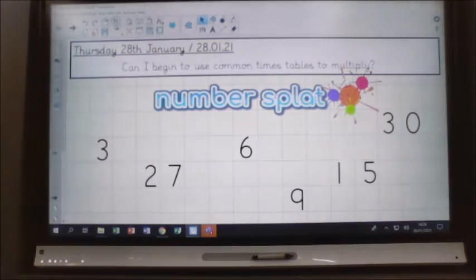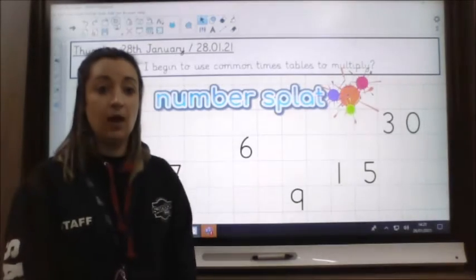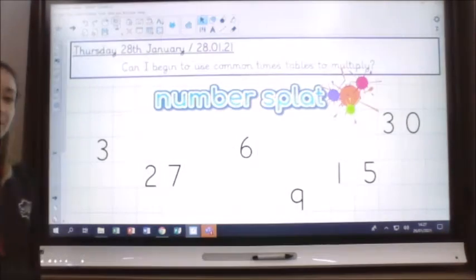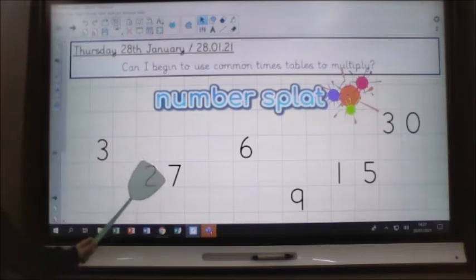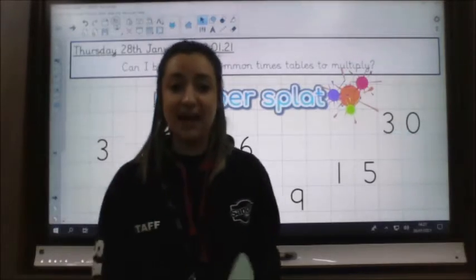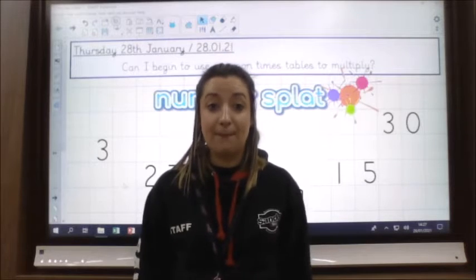Okay, so I'm going to do 3 times 5. 3 times 5, what is it? It should be 15. Okay, 3 times 9, 27. 3 times 1, 3. 3 times 2, 6. And 3 times 3 is 9. Now we know if it's a number that is multiplied by itself, for example, 3 times 3, that is a squared number because it's multiplied by itself.